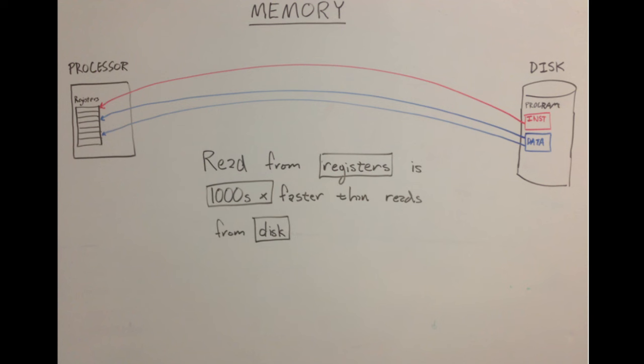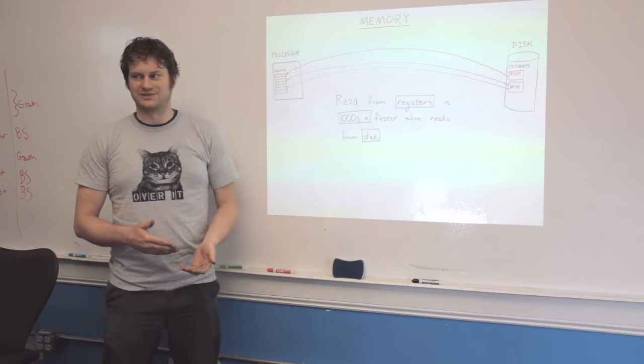So if we just had a program sitting there on a disk and we tried to run it in the processor, each time we got a new instruction for the program, we'd have to wait thousands, tens of thousands, hundreds of thousands of cycles before we could get to the next instruction. So your computer would spend most of its time waiting.